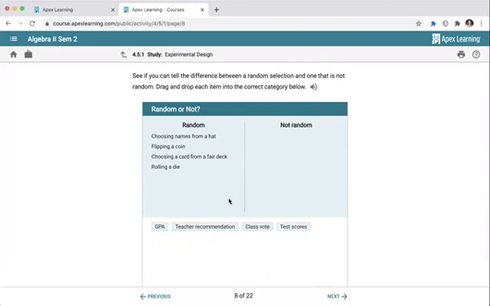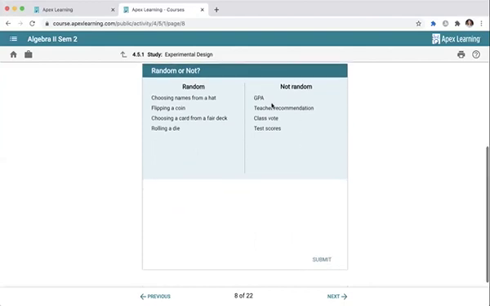But things that aren't random are things like GPA. Your GPA is not random. That would be breaking students apart by the grades they get in class. Teacher recommendations would be merit-based. A class vote is still not random, and neither are test scores. These are things that people have influence over and could indicate some level of bias, so those would not be random.